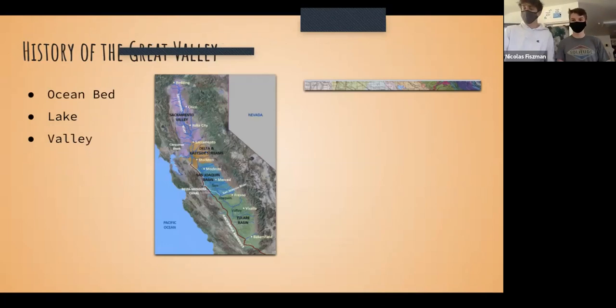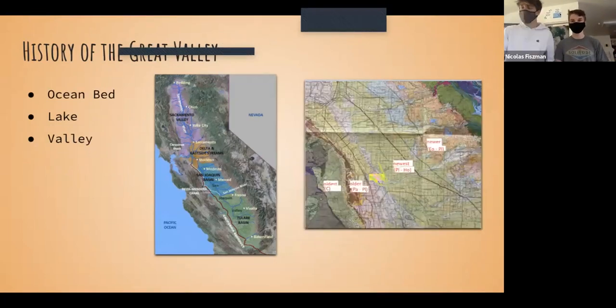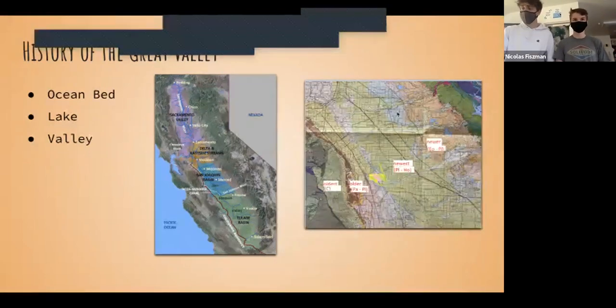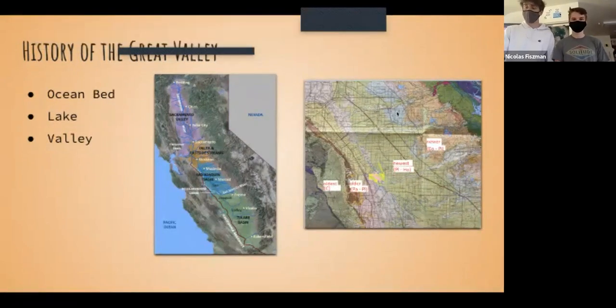The oldest rocks in the Great Valley can be dated back to the late Mesozoic era, with most of the rocks falling somewhere in between then and the Quaternary era. The ages of the rocks in the valley are generally more recently formed the closer you get to the center of the valley. Originally, the Great Valley was an ocean bed.